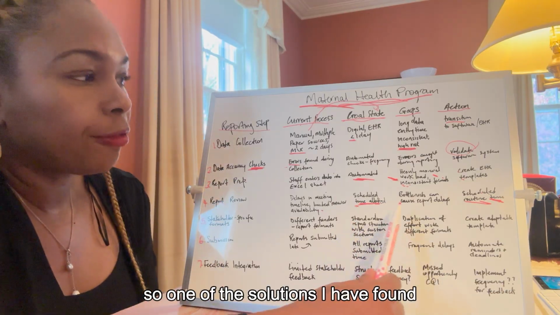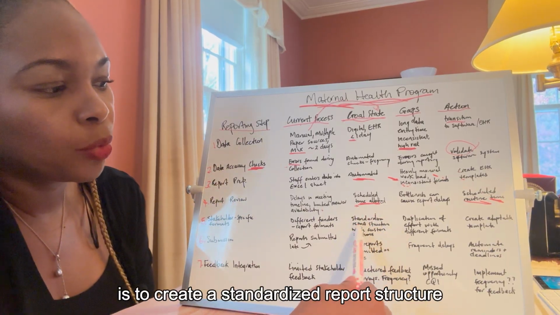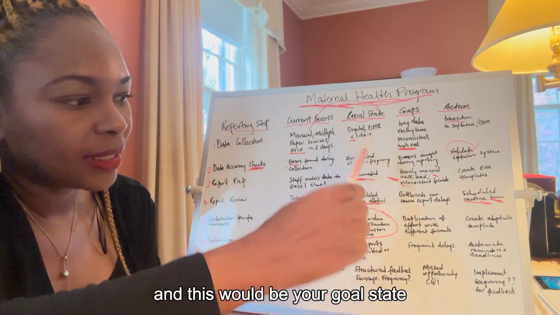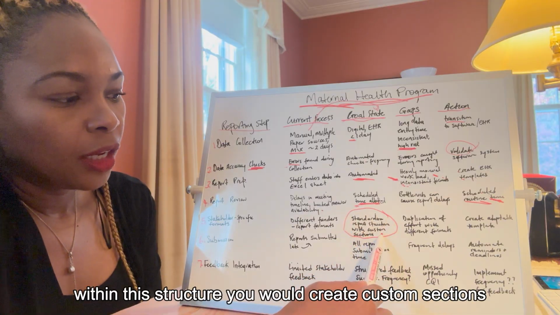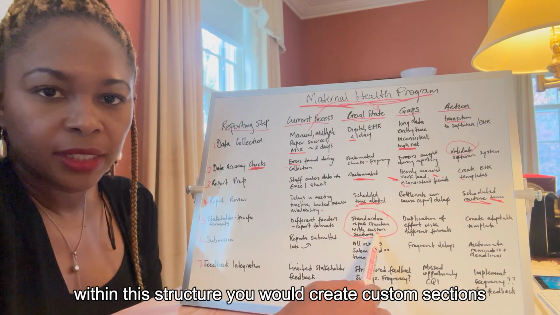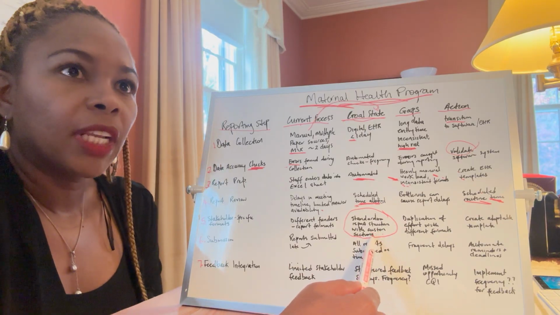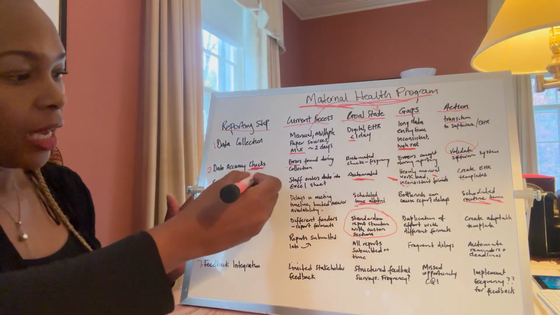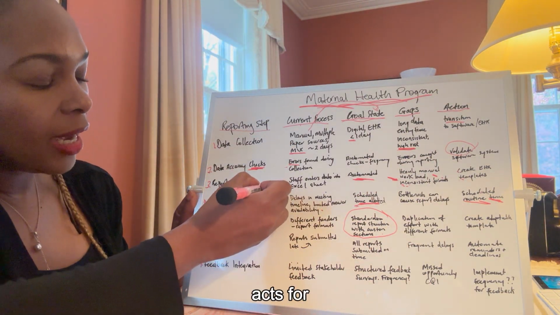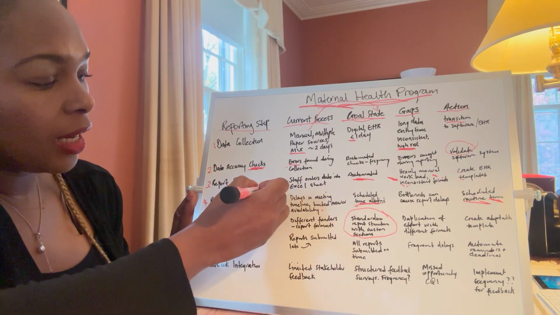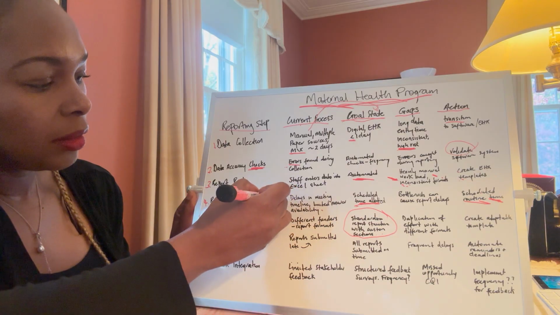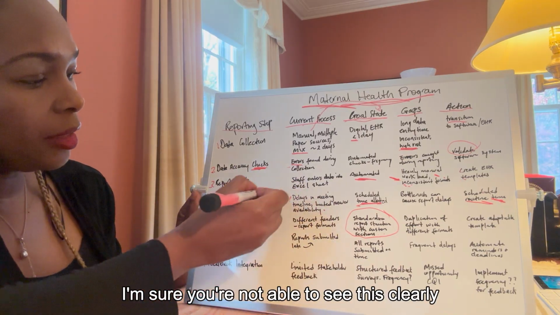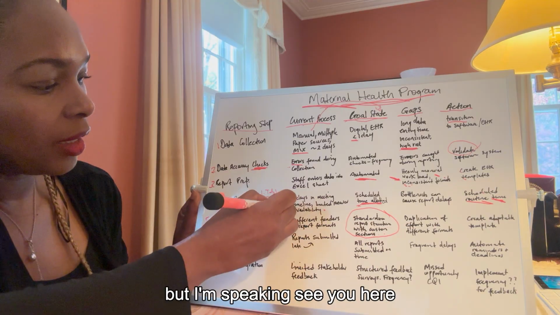So one of the solutions I have found is to create a standardized report structure. And within that structure, and this would be your goal state, you would create custom sections, meaning that if you have 3 funders, for example, and one asks for a table of maternal visits. I'm sure you're not able to see this clearly, but I'm speaking so you hear.